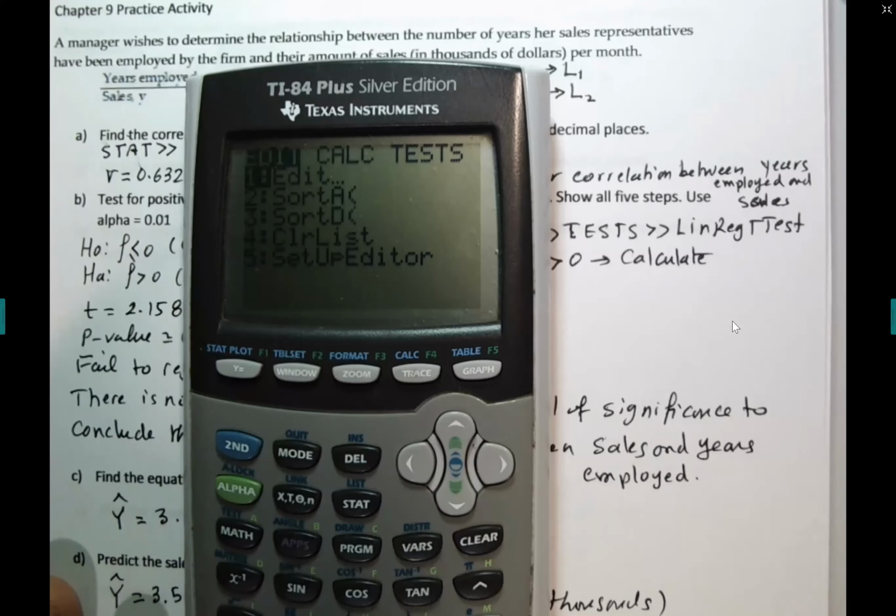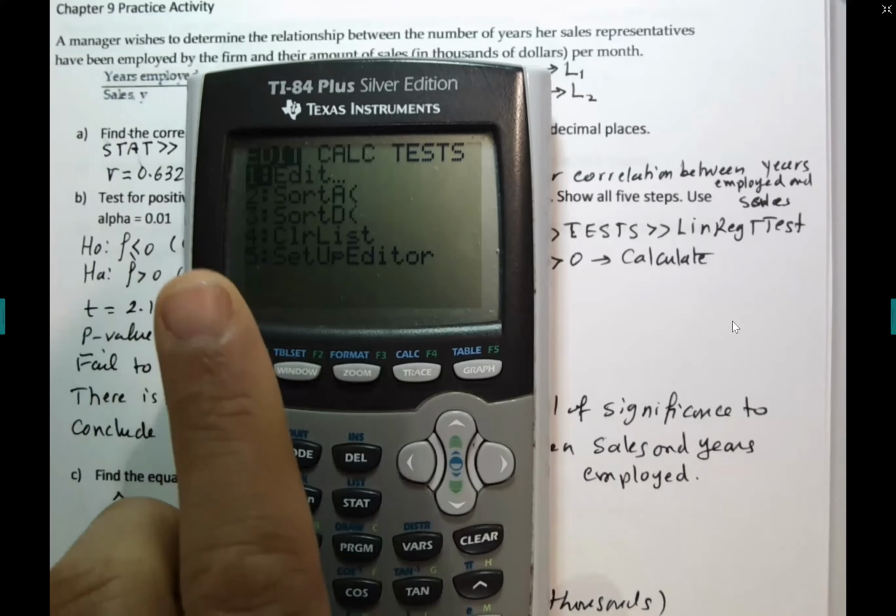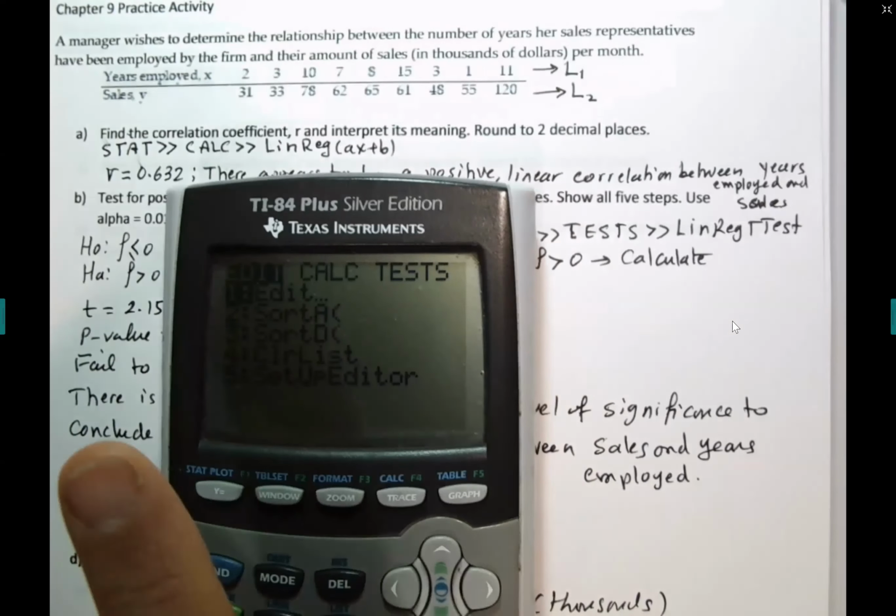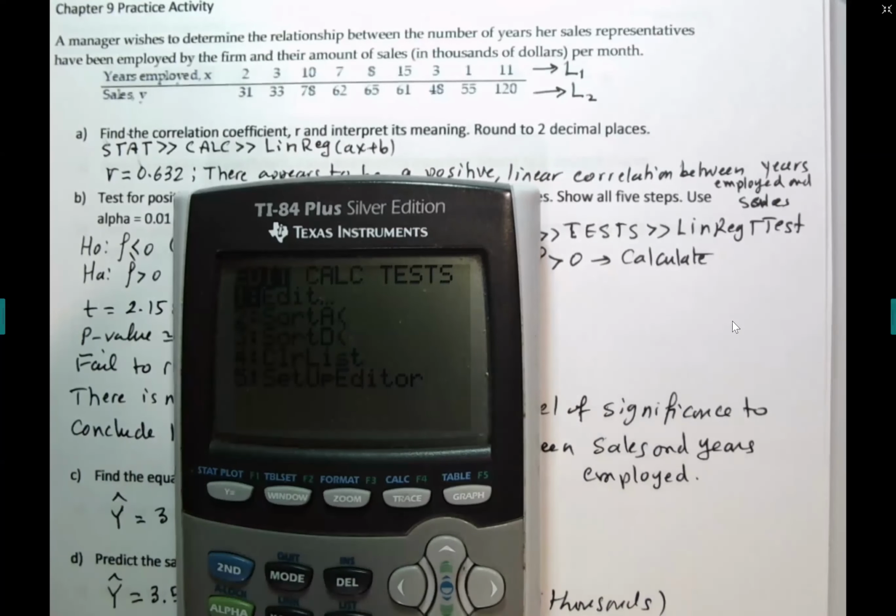Okay, so we are recording the chapter 9 practice activity. This is a question about a manager who wants to determine if there is a relationship between the years someone has been employed and the amount of sales they generate. As I said, we will input the X values in L1 and the Y values in L2. And the first question is to find the correlation coefficient.